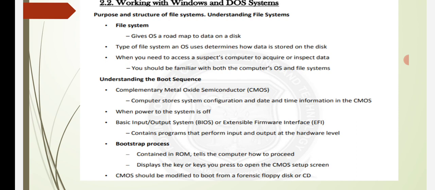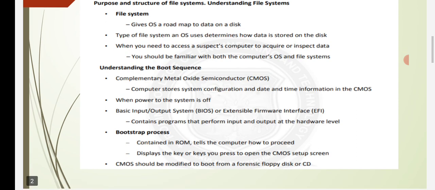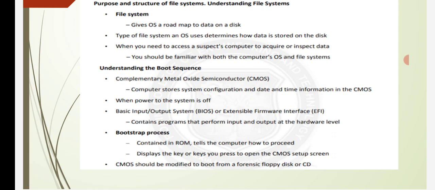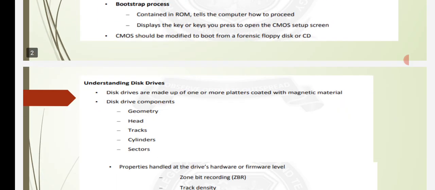Understanding the boot sequence. The computer stores system configuration, date and time information in the CMOS when power to the system is off. The basic input/output system, or Extensible Firmware Interface, contains programs that perform input and output at the hardware level. The bootstrap process, contained in ROM, tells the computer how to proceed and also displays the key or keys you press to open the CMOS setup screen. CMOS should be modified to boot from the forensic floppy disk or CD.